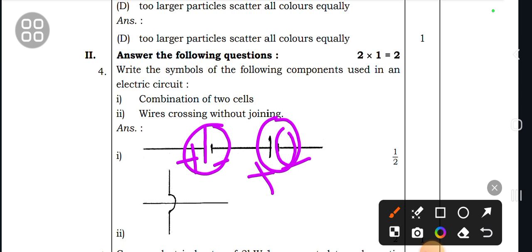You can study this in the chapter on current electricity or electric current. You can study all the symbols, which are given in diagram or table format. You should learn the symbols as well, and how and for which purpose each is used. The second is wire crossing without joining. You should draw it without joining the wires. This wire is jumping from above. It is not joining the other wire which is crossing below.